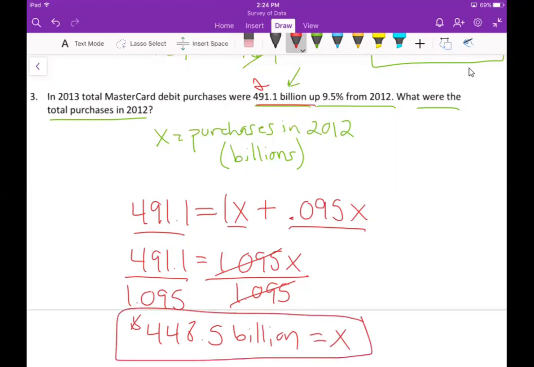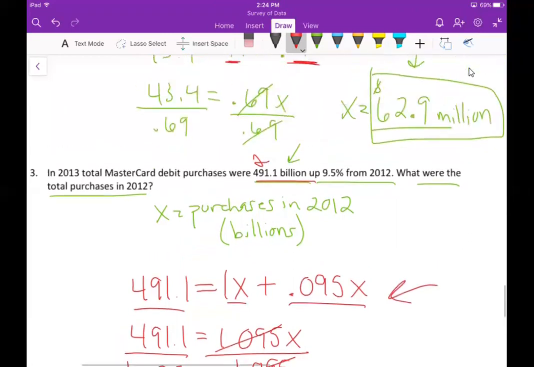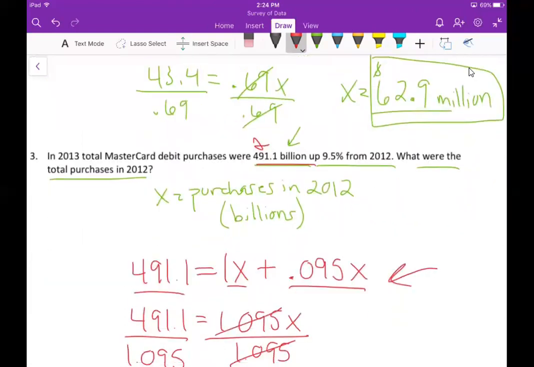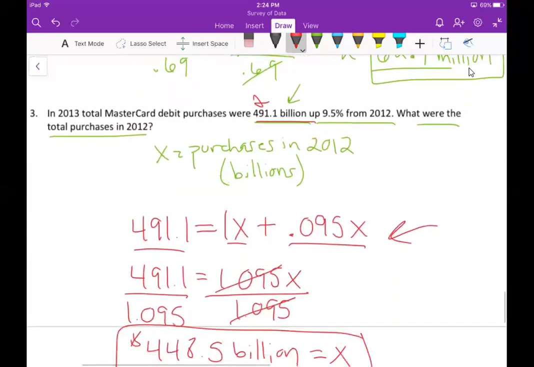Okay, so if you go up by a percentage, that's kind of what your setup looks like. And if you go down by a percentage, that's what your setup looks like. So a couple good examples there. And again, you're going to do some more in the homework. So make sure you reach out if you're stuck, okay?